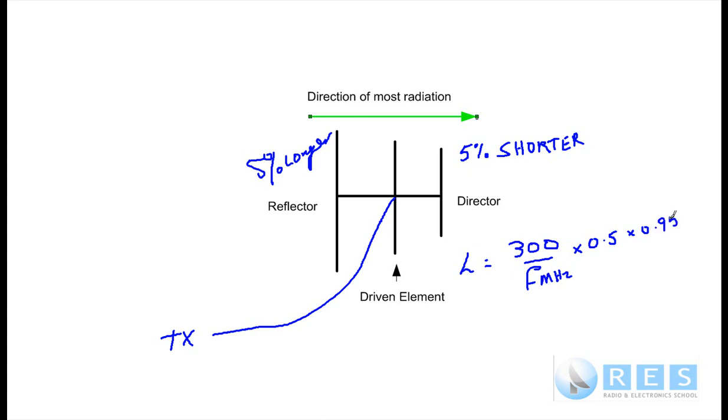So the driven element is a half wavelength long, a little bit shorter than the free space wavelength. That reduces its length by 5%. This gives us a half wavelength because this calculation gives us a wavelength. So 300 over frequency in megahertz gives us a wavelength in free space. Multiplying by 0.5 gives us a half wavelength in free space, and reducing that dimension by 5% by multiplying by 0.95 gives us the length of the driven element in a 3-element Yagi. The director is 5% shorter, the reflector is 5% longer.